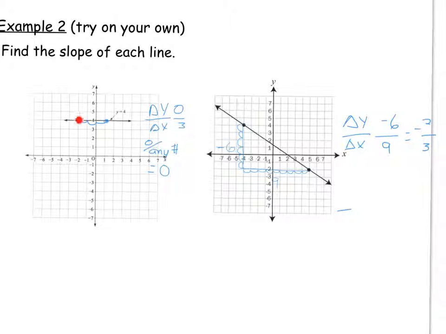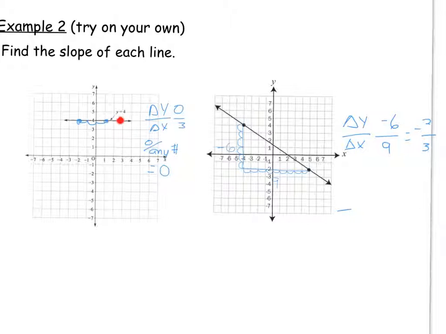So here I highlighted my 2 points. I knew that the rate of change, or the slope, is the change in y over the change in x. So I found my change in y between my 2 points, 1, 2, 3. So I counted, sorry, that was my change in x.